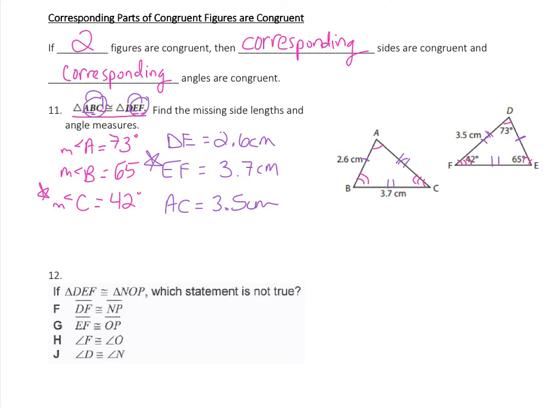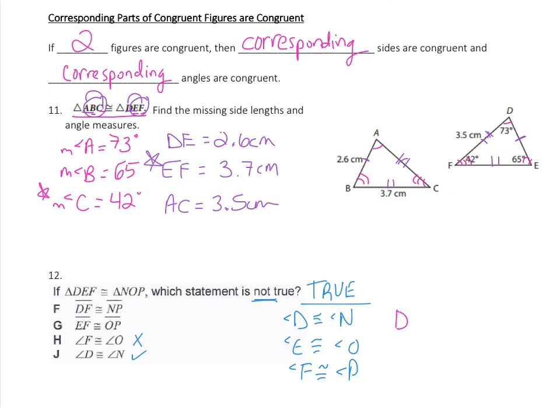If we use that to answer number 12 down here, you can see that triangle DEF is congruent to NOP, in which statement is not true. So we know that D will be congruent to angle N. We know that E should be congruent to angle O, and angle F will be congruent to angle P. So if you look at just the angle pieces, we can see that D is congruent to N. We do not see that F is congruent to O, but let's check the other ones as well.